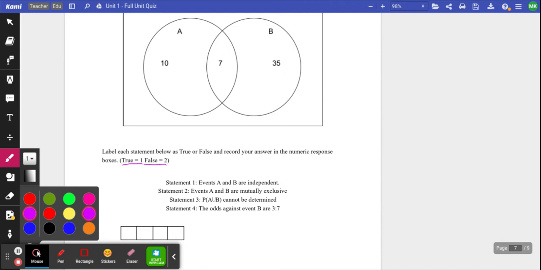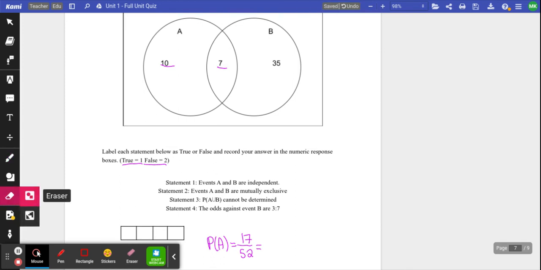To test this, take one of your events. So it's like take A. Probability of A would be that there's 17 things in A, right? 10 plus 7, there's 17. Divided by the total number of things in this Venn diagram. The total number of things is 52 things. So 10 plus 7 plus 35. So we put that in our calculator, 17 over 52. The probability of A is 0.33.